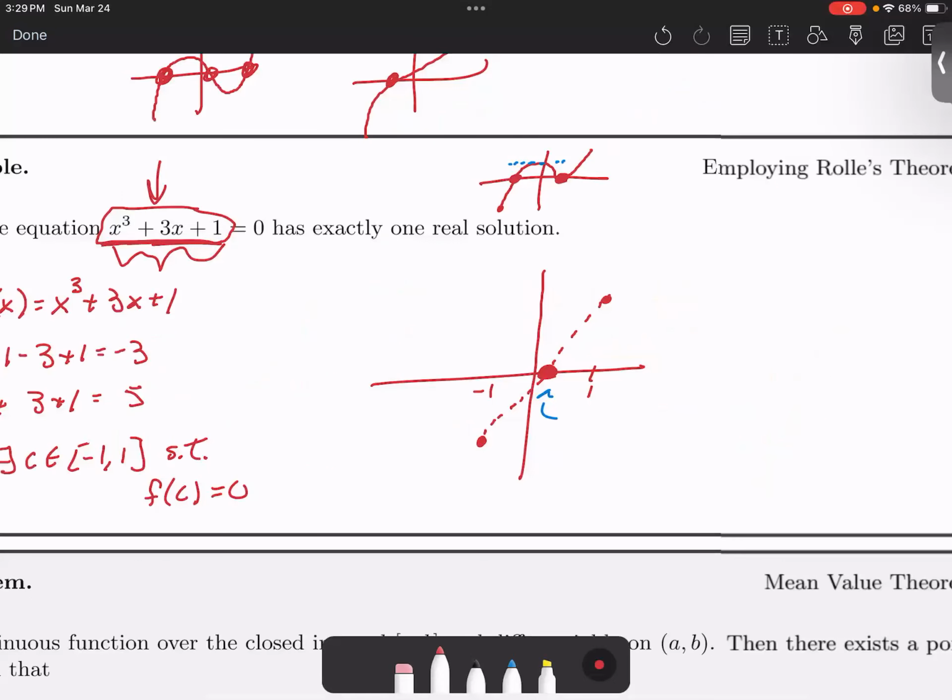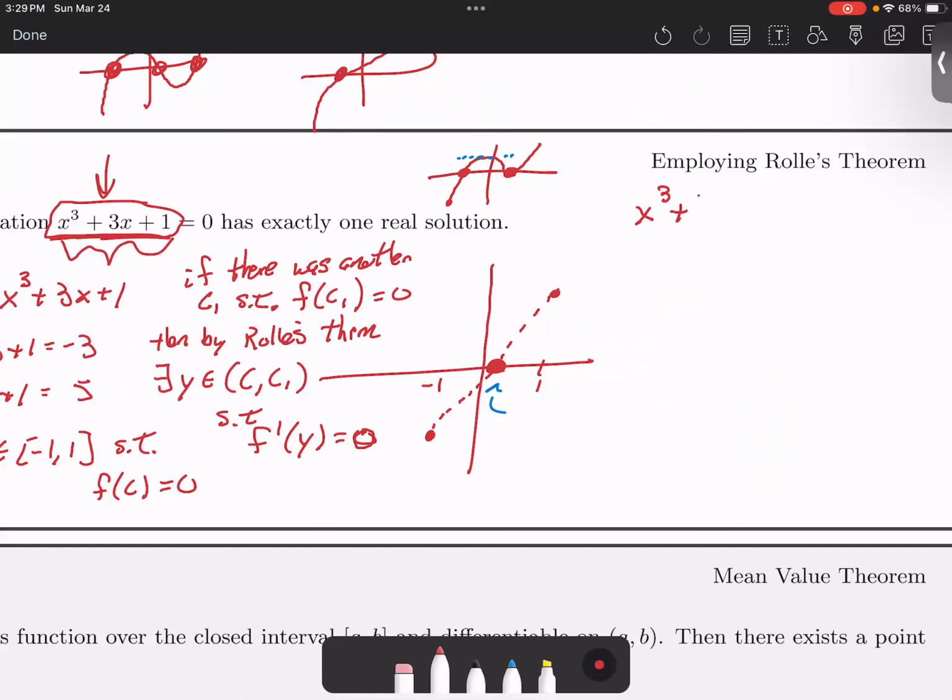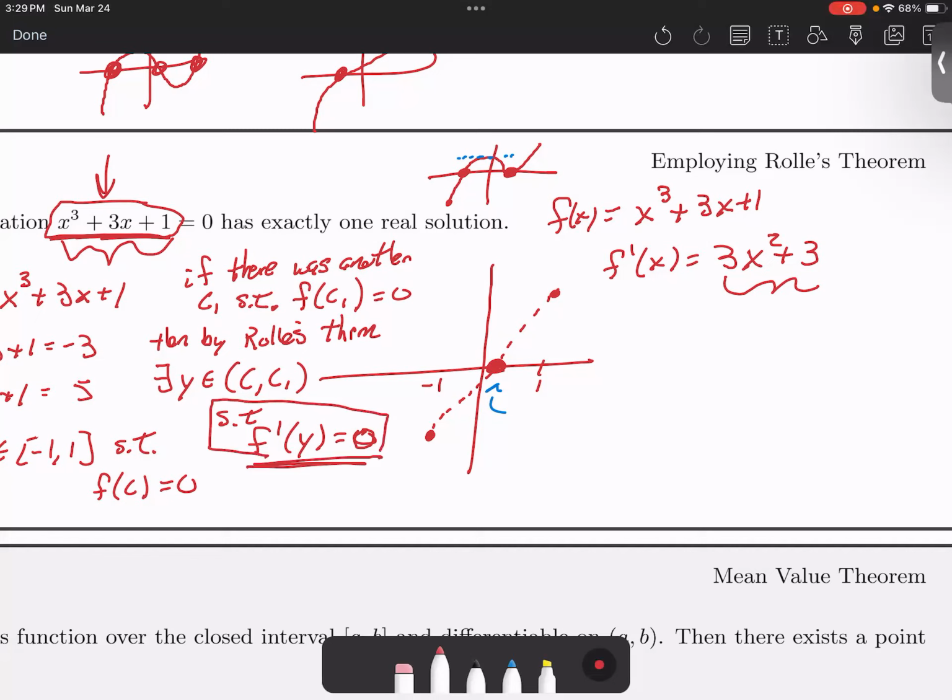Okay, but let's take our function x cubed plus 3x plus 1 and find its derivative as 3x squared plus 3. Now, you'll notice that this derivative is always going to be greater than or equal to 3. It's impossible for it to be 0. So we just reached a contradiction. If I had another 0, Rolle's theorem would tell me that there was a horizontal tangent line, or a 0 in my derivative. But this derivative right here can never be 0.